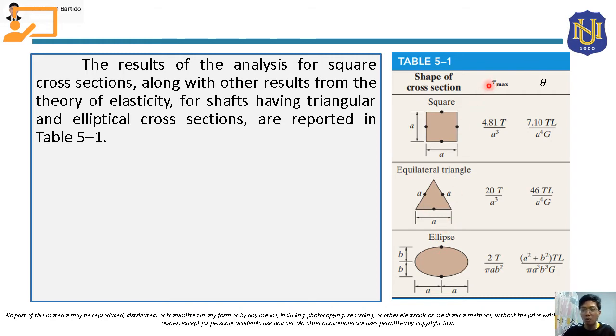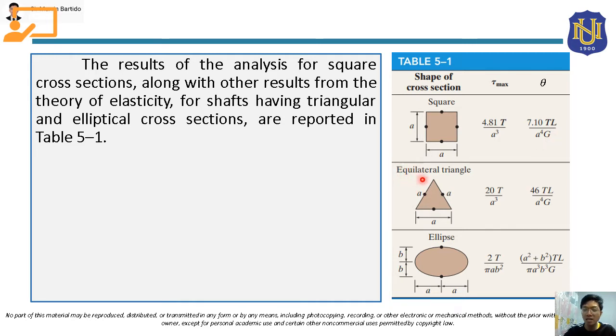For the maximum shear stress for square cross-section shafts, the formula is 4.81T over A cubed, where T is the internal torque and A is the length of the sides of the square. For the angle of twist, this is 7.10 times TL over A to the fourth G. L here is the length of the shaft over which we determine the angle of twist, and G is the modulus of rigidity or shear modulus.